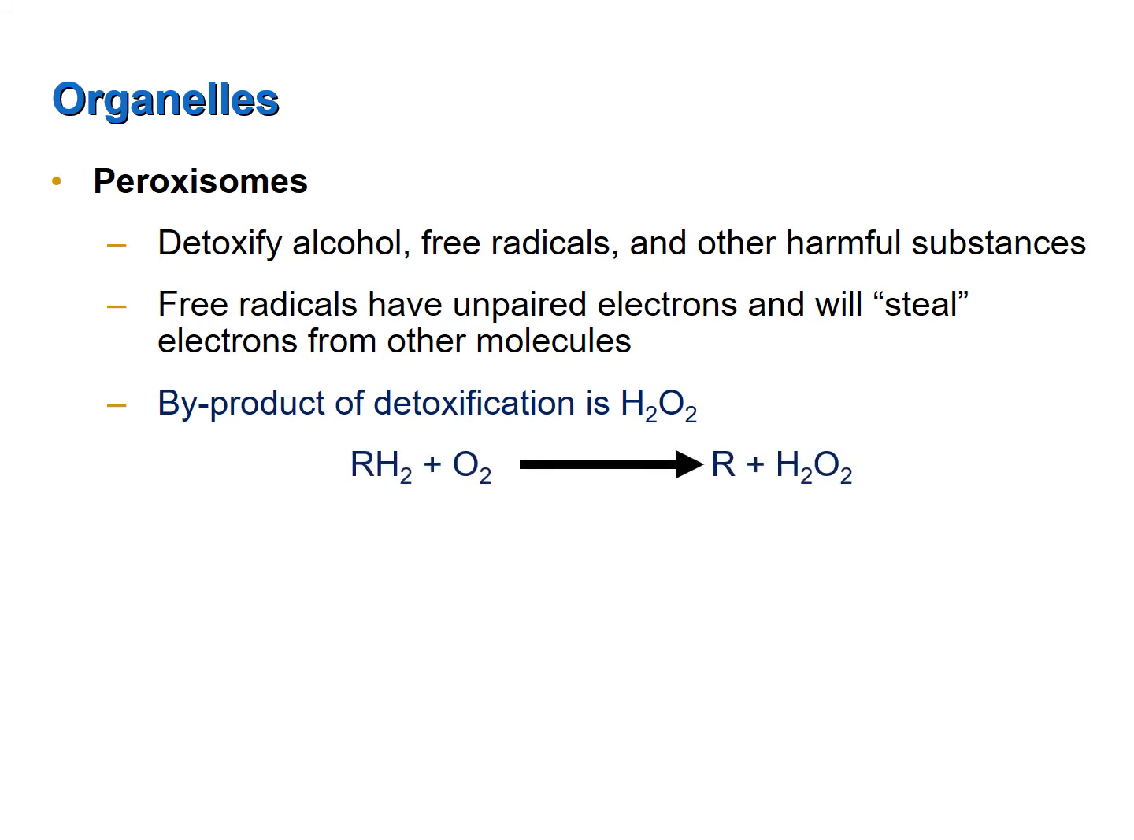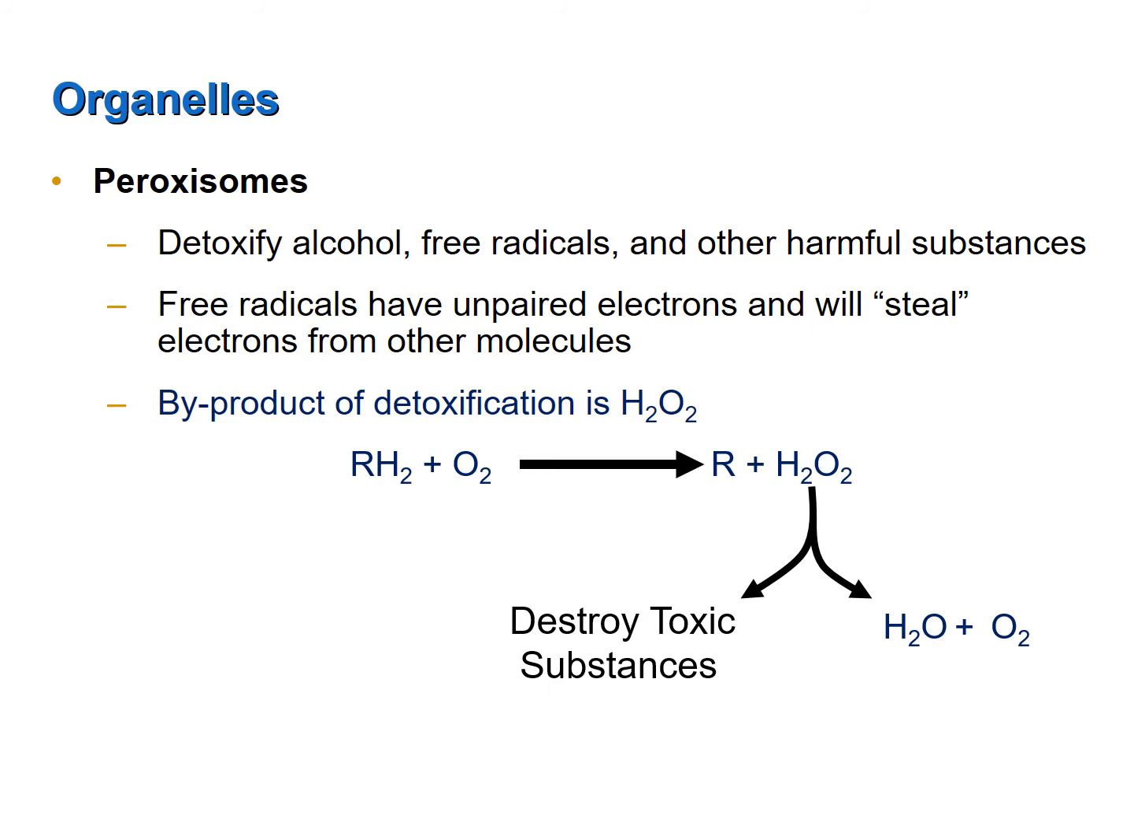This equation illustrates the detoxification of a free radical by peroxisomes. Peroxisomes use oxygen to detoxify free radicals, which are symbolized by the RH2, to produce a neutralized free radical R and hydrogen peroxide H2O2. Now, H2O2, hydrogen peroxide itself, is potentially toxic. That's why we use solutions of hydrogen peroxide as antiseptics.